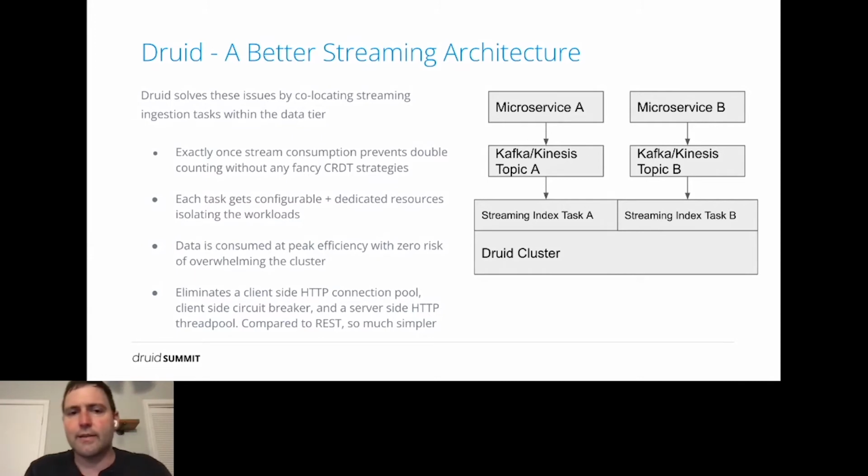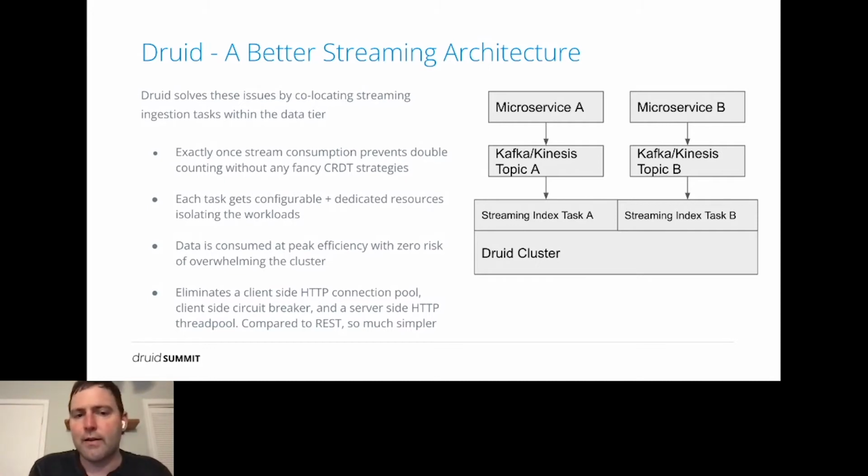Also, each task is dedicated configurable resources. So I can say, hey, task A gets 2 CPU cores, task B gets 4 CPU cores, and task A really doesn't care how busy task B is, it's just not affected. But they're still able to share that overall Druid cluster.